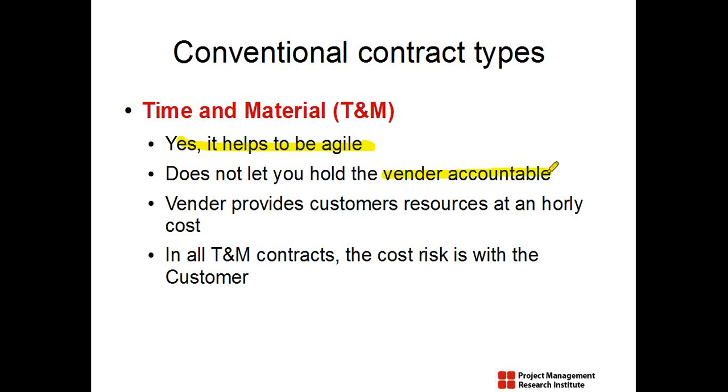So in a classical time and material model, the customer is always at risk, whereas the vendor, the supplier, will never make a loss in a time and material. So the vendor provides the customer a resource at an hourly cost. In all T&M contracts, that is time and material contracts, the cost risk is with the customer, because the supplier will never make a loss. It is always the customer. So that is one issue with time and material.